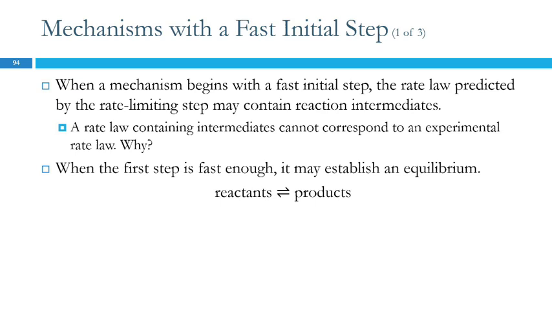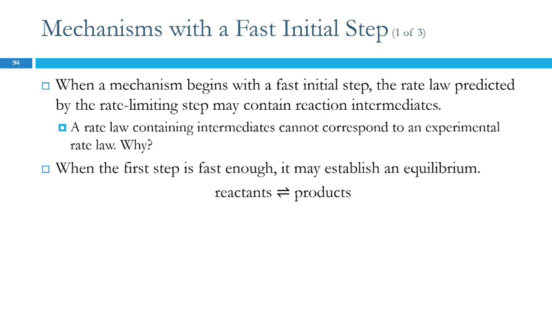So we looked at a mechanism that had a slow first step. What if we have a fast initial step? When the initial step is fast, the rate law predicted by the rate limiting step is going to have intermediates in it, and that's not going to work, because how do we know what the concentration of an intermediate is?